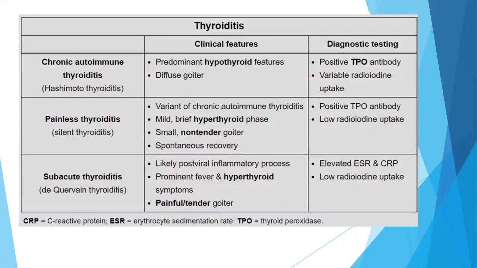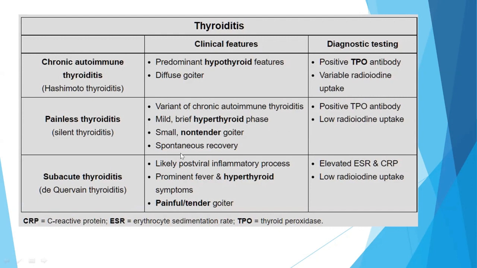Let's talk in brief about different sorts of thyroiditis. So first of all, we have chronic autoimmune thyroiditis, also called Hashimoto thyroiditis. These have the predominant hypothyroid features, and these have a diffuse goiter, as our patient had. This patient also has positive TPO, but it is not specific. Why? Because it is also present in painless or silent thyroiditis. So the TPO is present, but the radioactive iodine uptake will be variable in the case of chronic autoimmune thyroiditis. The short diagnostic method is biopsy.